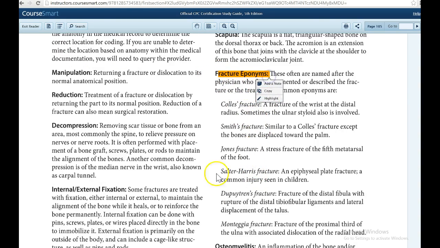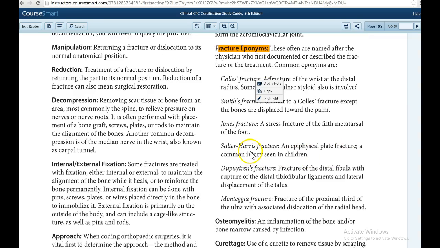Know what a Colles fracture is: a fracture of the distal radius, or the wrist. A Smith's fracture is a type of Colles fracture, except the bones are displaced towards the palm. A Jones fracture is a stress fracture of the fifth metatarsal. A Salter-Harris fracture is an epiphyseal plate fracture, a common injury in a child.